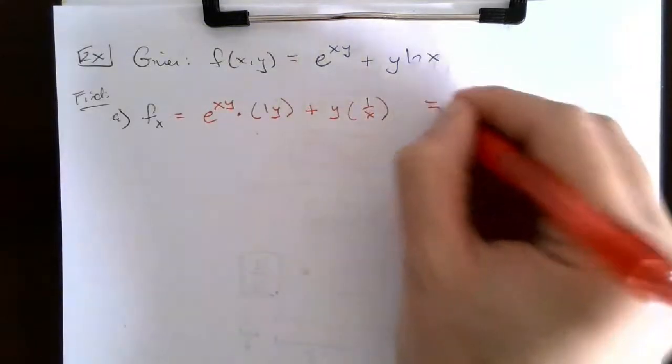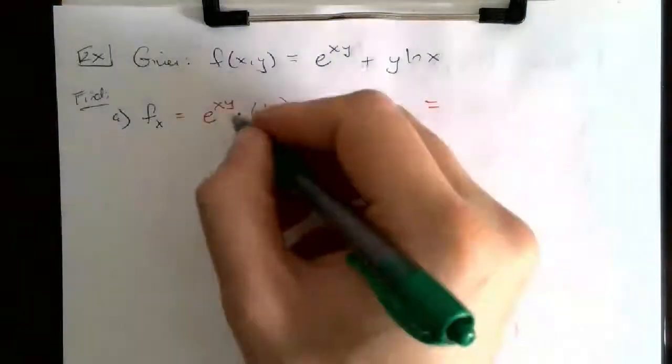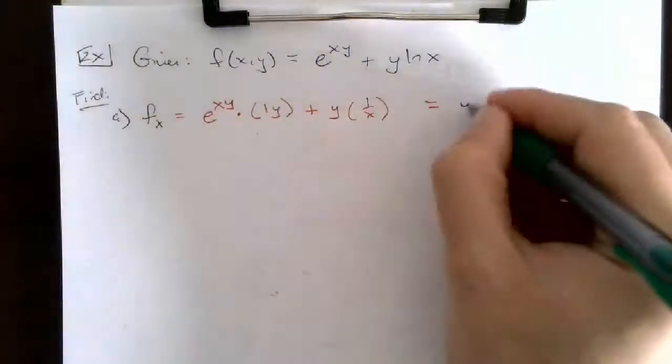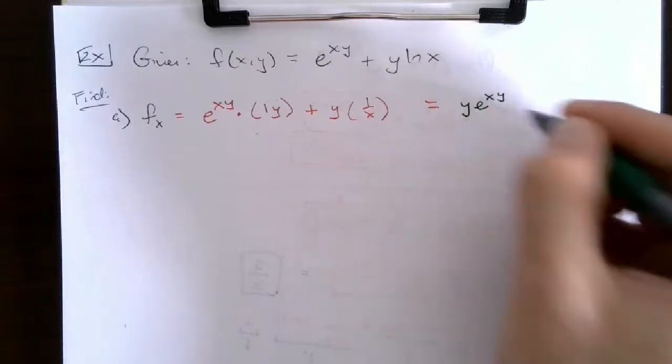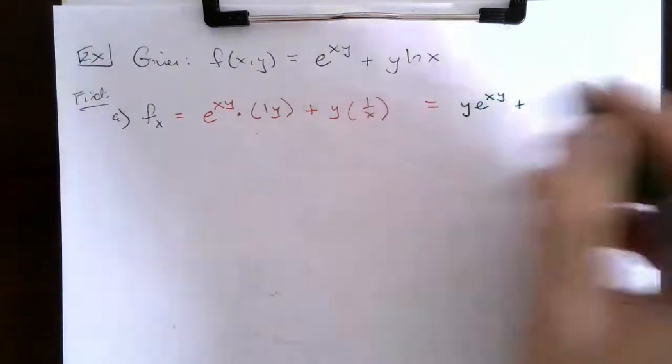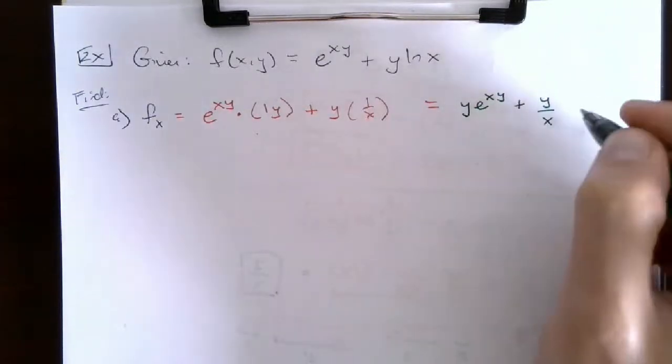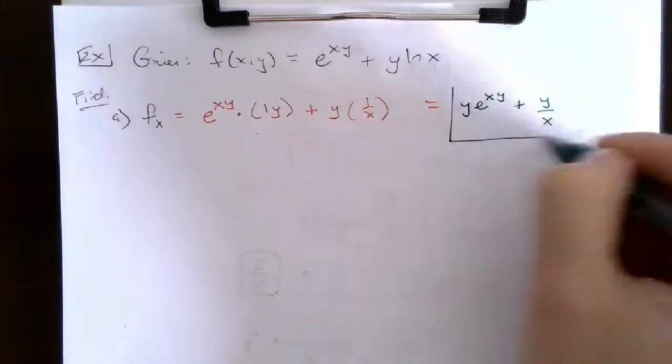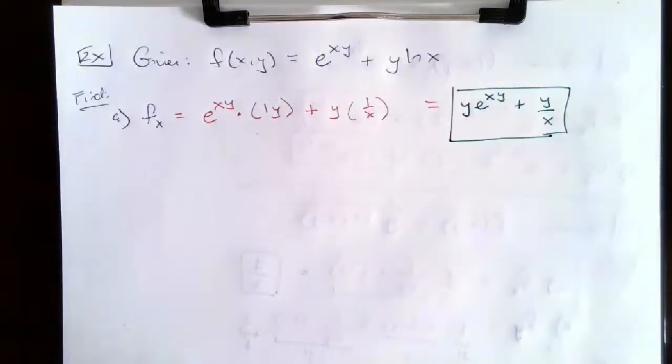So then what does this equal? Well, simplifying this, e to the xy times 1y will just be y e to the xy, plus here y times 1 over x, so it'll just be y over x, and you leave it like that. There's really nothing that you need to do to simplify that.